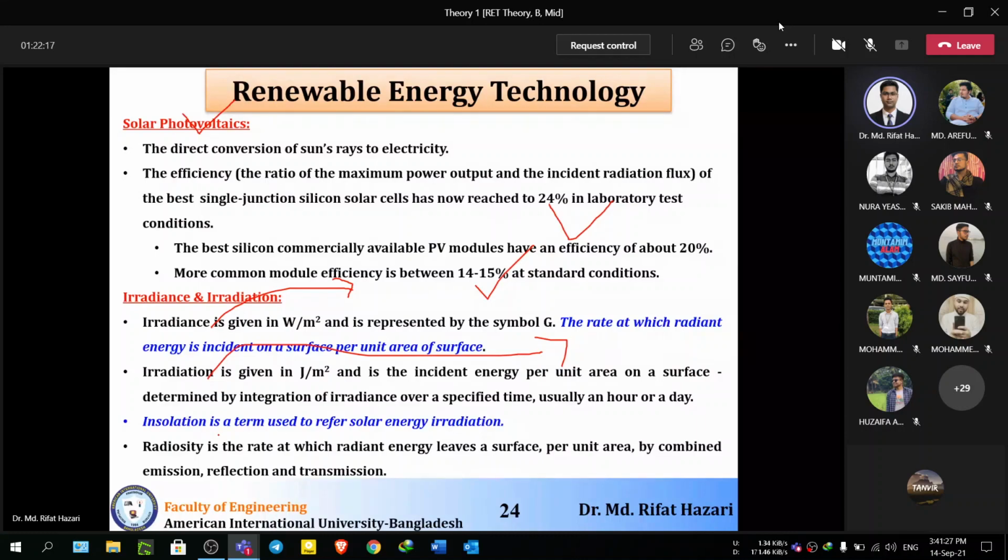What is radiosity? Radiosity means the rate at which the incident energy is leaving the surface. For example, if you get the solar irradiance on a surface, will you get all the energy from the sunlight? Some of the energy may be scattered or reflected back, right? That amount of energy we call radiosity. So just learn these 4 definitions.